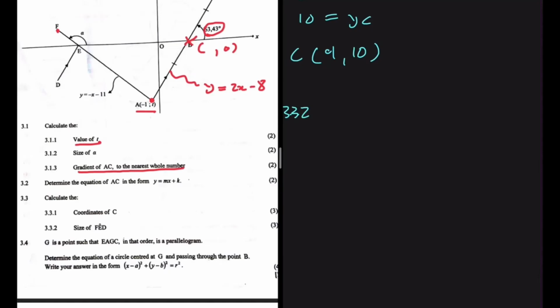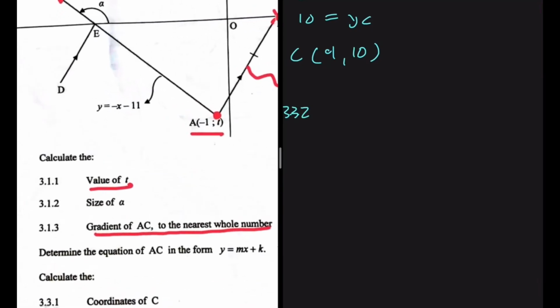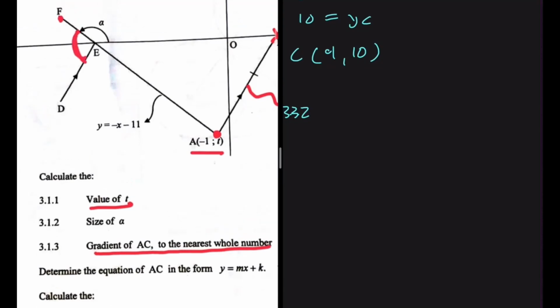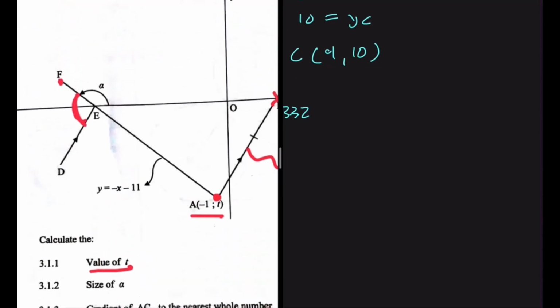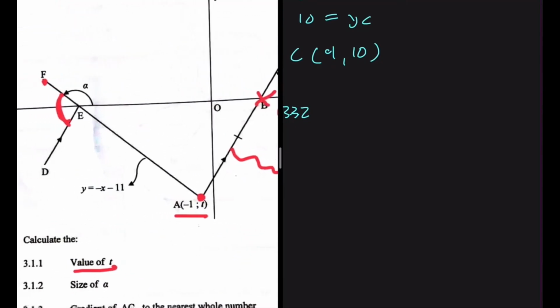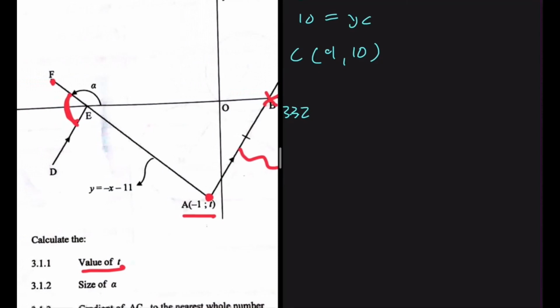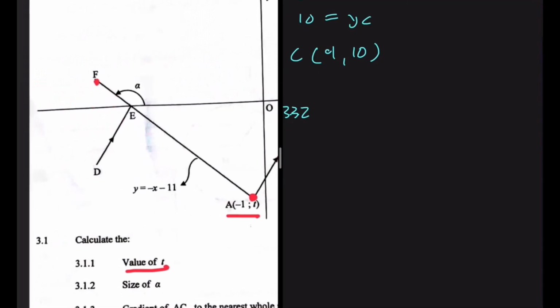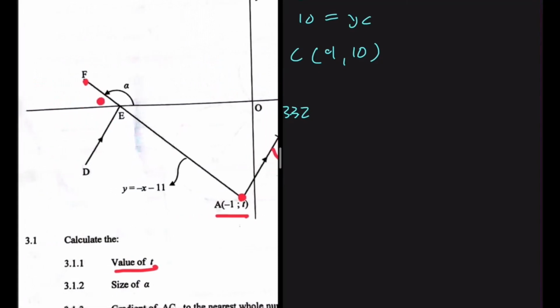3.3.2. Let's find the size of FED. So this entire angle FED, right? So we want FED. So what can we do here? We can find this angle here, which is part of FED, by saying 180 minus angle alpha. So let's say that we're going to be able to compute that. We know we can.